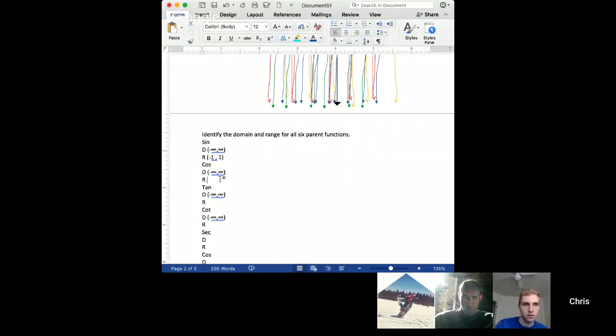And I believe this one is also the same, -1 and 1. Wait. That's not right. I don't think this is correct. I think this is the range. Let me pull out something, then you can see what I'm talking about.